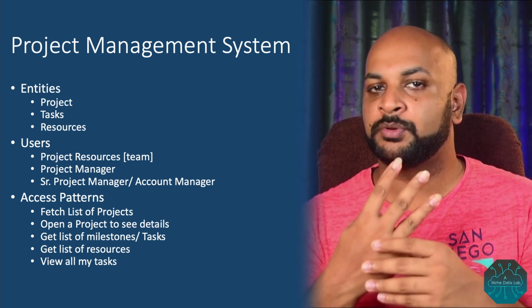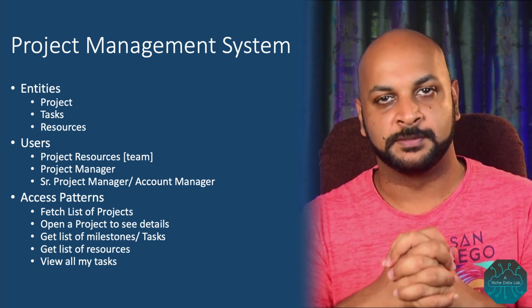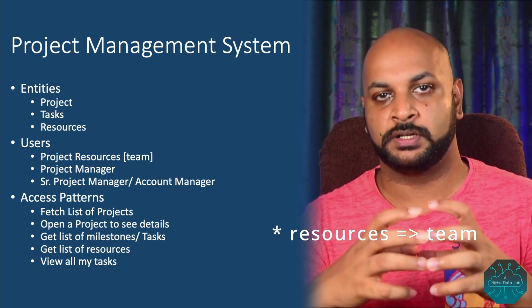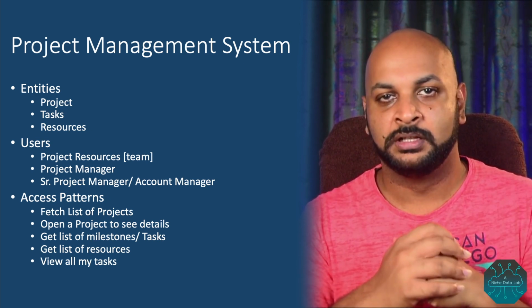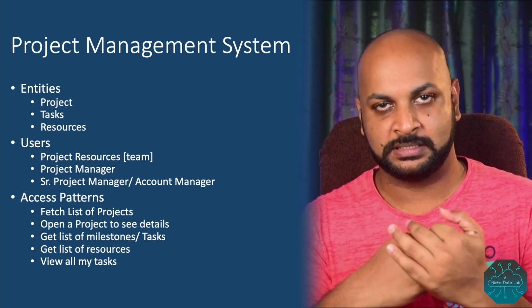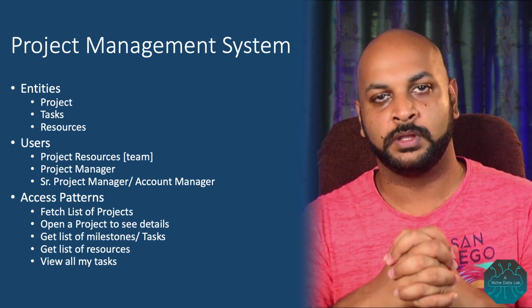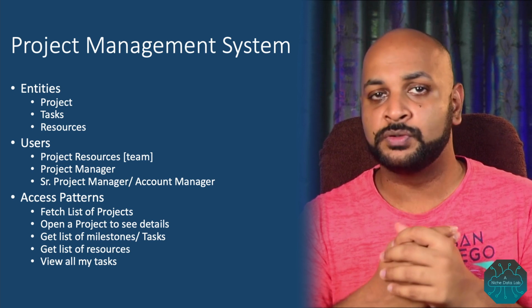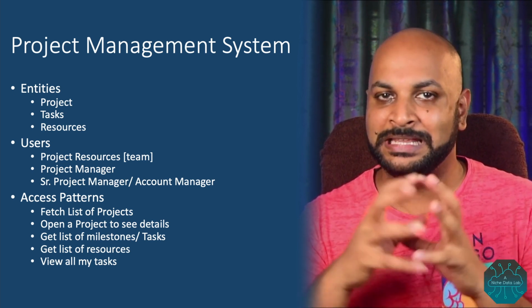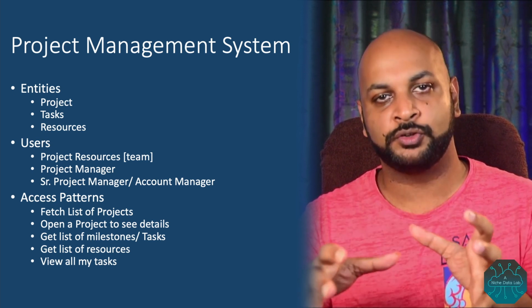There are 3 types of users for a project management system. One is the project resources who work in a project on multiple tasks. They would want to see that project details and individual tasks on which they work. The second type of users is the project manager. He will be less interested in the details of the task, but he will want to see the project status and the task status.